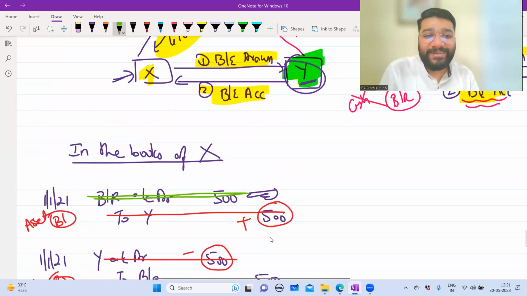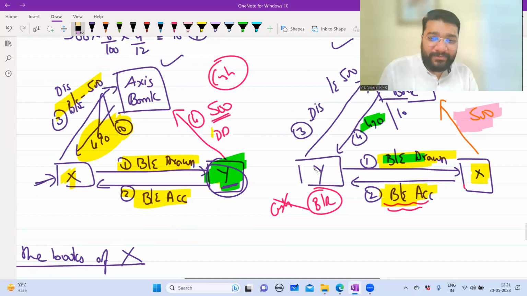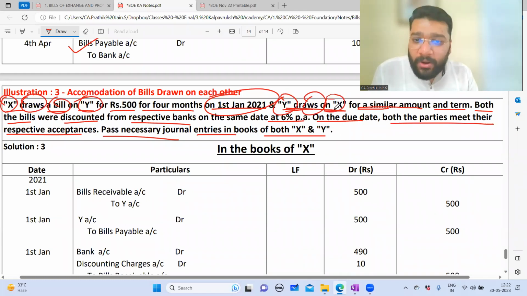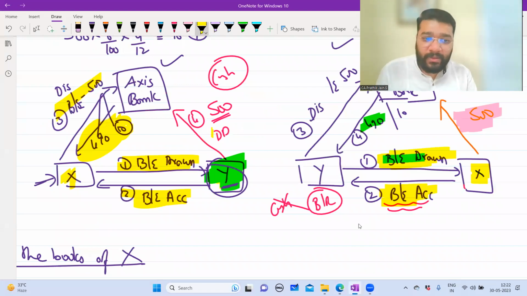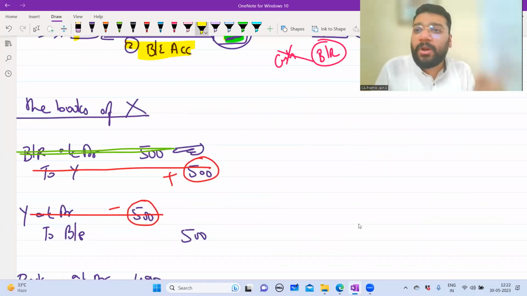Sir, I don't understand the second journal. Which second journal? You forgot, Y is drawing a bill of exchange on whom? Y draws on X a similar amount. X draws a bill on Y. Y draws on X. Okay. So first entry, can I say bills receivable to Y is X drawn bill on Y?